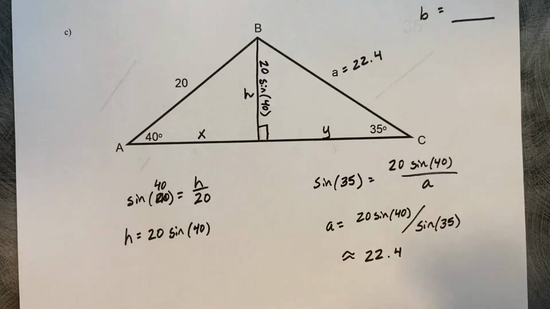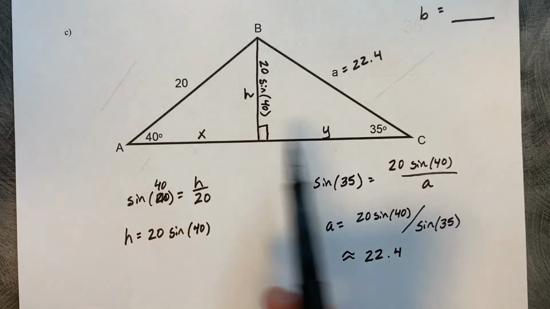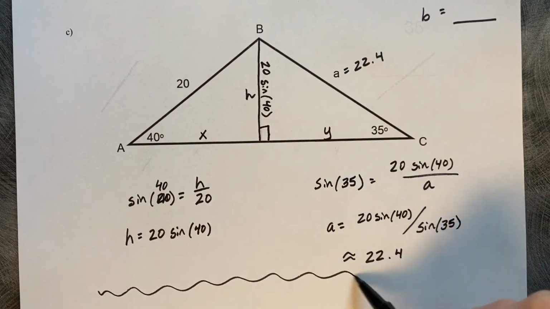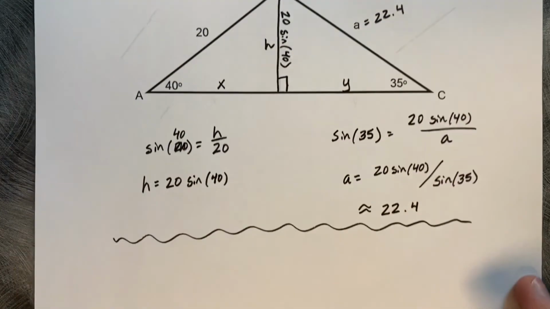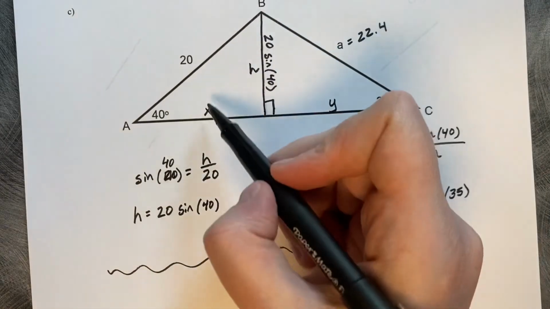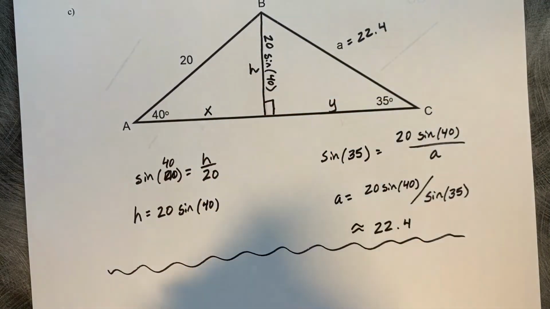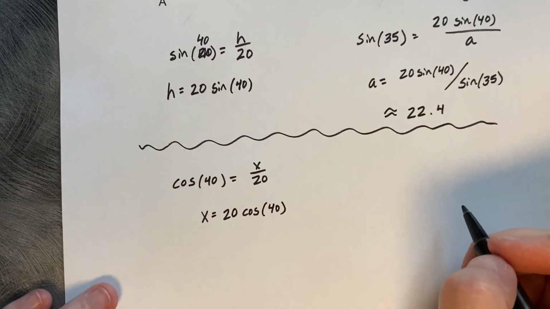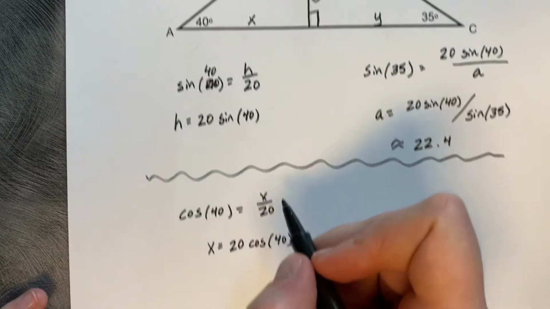So now we're going to use trig again to help us get these two lengths, the length of x and y, and then we'll add those together to help us get the whole side length of B. So we want to get an adjacent and a hypotenuse. So that's going to be the cosine of 40 equals x over 20. So x equals 20 times the cosine of 40. Whoops, I'm sorry, you can't see that. So x equals 20 times the cosine of 40.